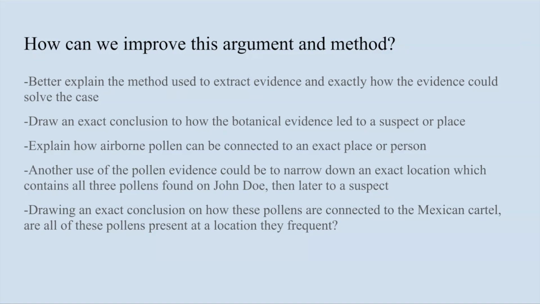Another use of the pollen evidence could be to narrow down an exact location which contains all 3 pollens found on John Doe, then later to a suspect. And we can draw an exact conclusion on how these pollens are connected to the Mexican cartel, not only because it's marijuana pollen, but are all of these pollens present at a location that the Mexican cartel might frequent? Or are we just relating it to them because of the brutality of the crime and the marijuana pollens being present?